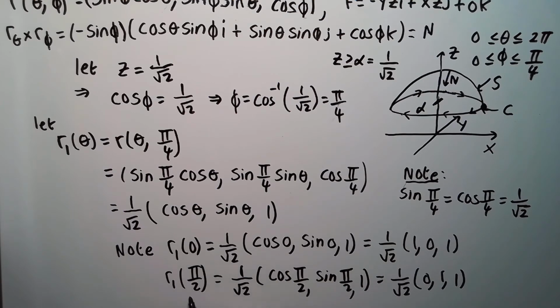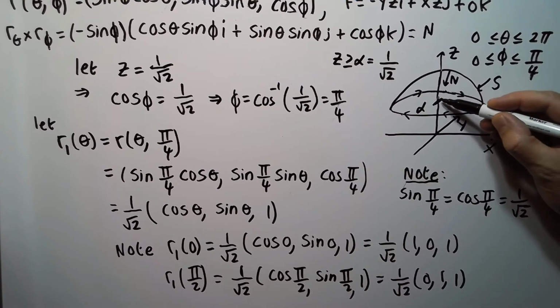So putting pi over 2 in place of theta now, you'll have 1 over square root of 2 times cosine pi over 2, sine pi over 2, 1. Again, I'm putting pi over 2 here and here. Cosine of pi over 2 is 0, sine of pi over 2 is 1, so it'll be 0, 1, 1, times 1 over square root of 2.